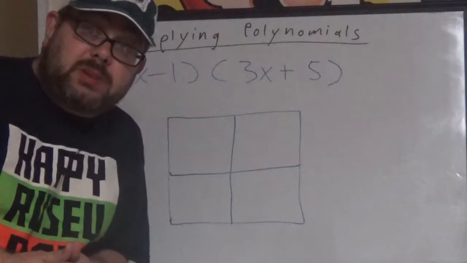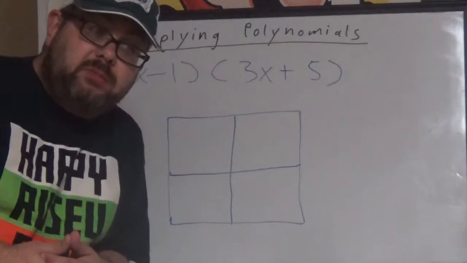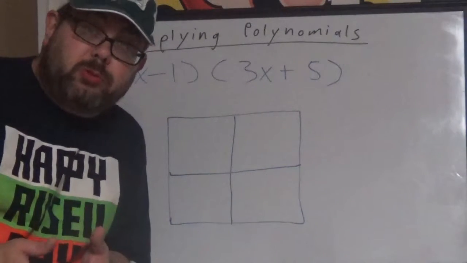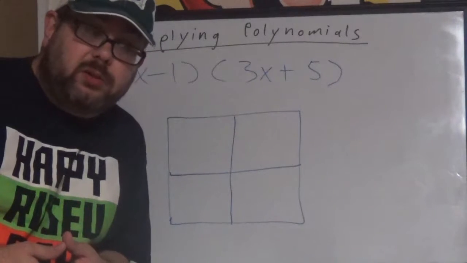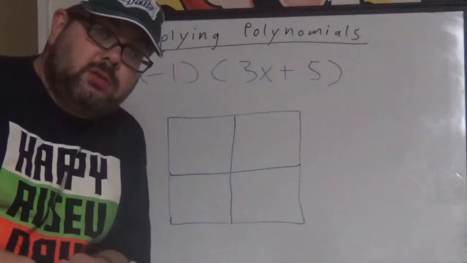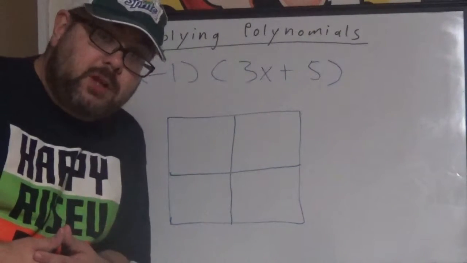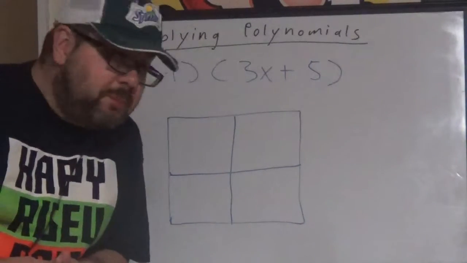So, let me start by saying, what is a polynomial? A polynomial means you have some kind of expression with more than one term in it, with multiple terms. Poly means many, and nomial means number. Now, we don't just have to have numbers, we can have variables as well, which represent numbers. So it means that we have multiple terms.